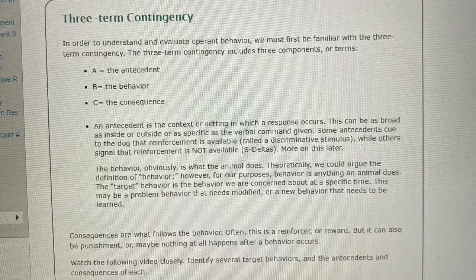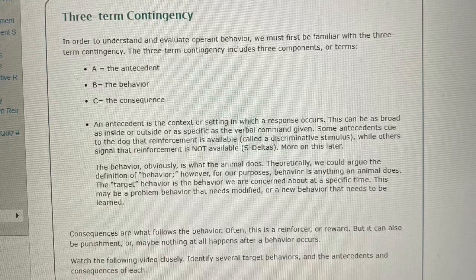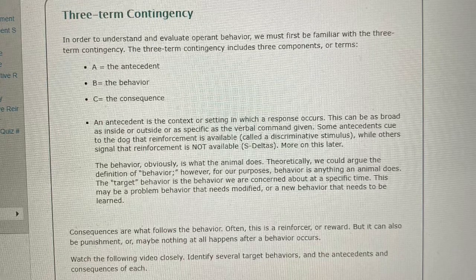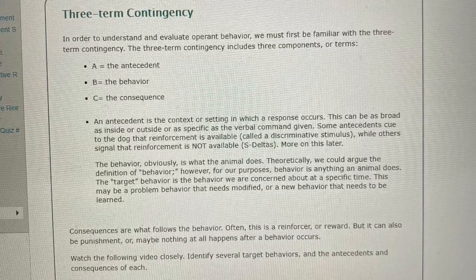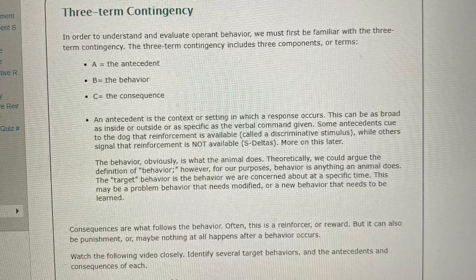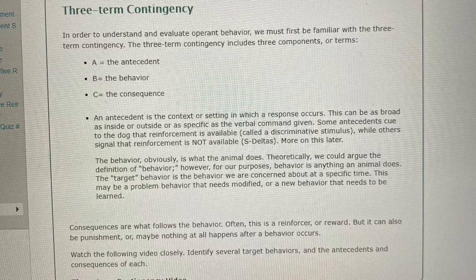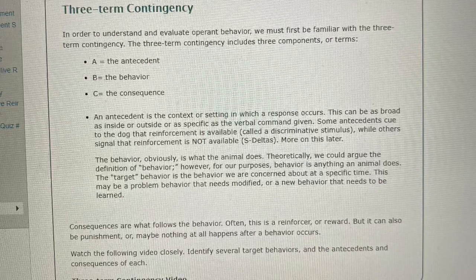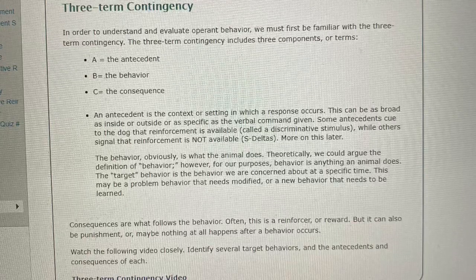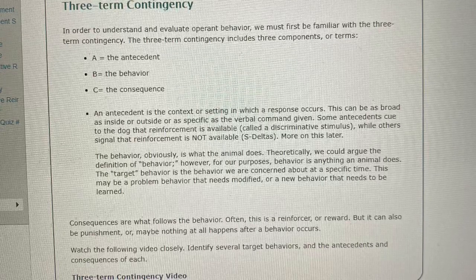Some antecedents cue to the dog that reinforcement is available, called a discriminative stimulus, while others signal that reinforcement is not available, the S deltas. More on this later. The behavior, obviously, is what the animal does. Theoretically, we could argue the definition of behavior. However, for our purpose, behavior is anything an animal does. The target behavior is the behavior we are concerned about at a specific time. This may be a problem behavior that needs to be modified or a new behavior that needs to be learned.